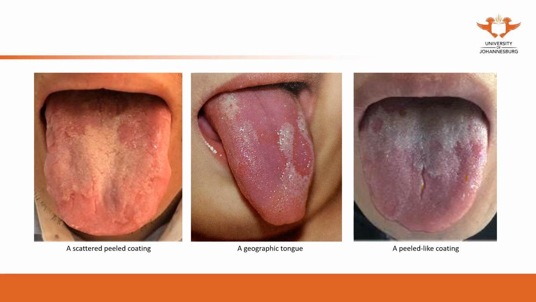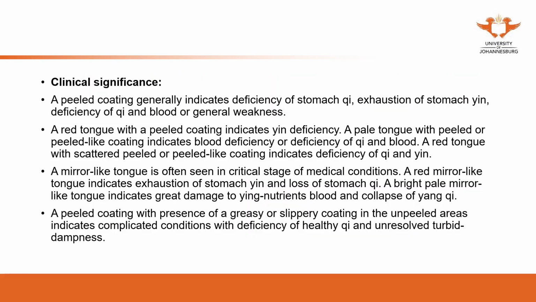From the lectures on tongue inspection, what's important for you is to identify different images, different clinical manifestations. So for the clinical indications, peeled coating indicates the stomach qi. For this situation, you need to think about the peeled coating as there being no grass in the garden. So you need to think about why your grass doesn't grow in your garden.